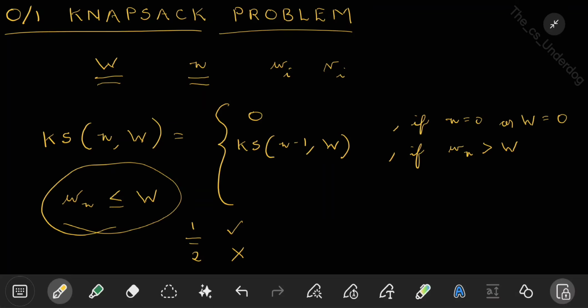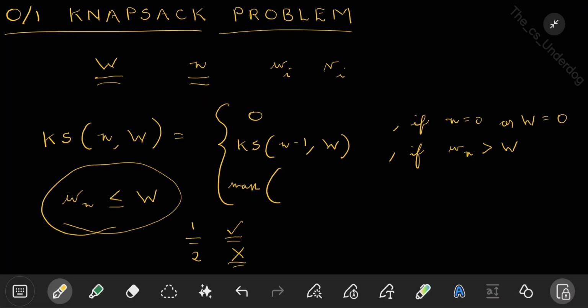Whatever the cases, you have to take the maximum of those, because your aim is to make maximum profit. So you have to choose the maximum of two cases. First case is you include it. Second case is you don't include it. We already know how to write it if you don't include, because that we already learned. So let us write that first.